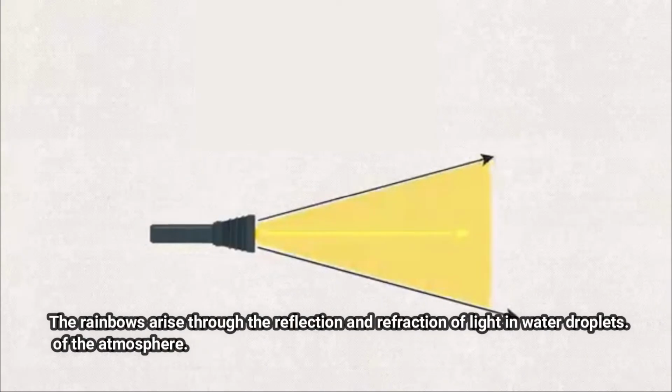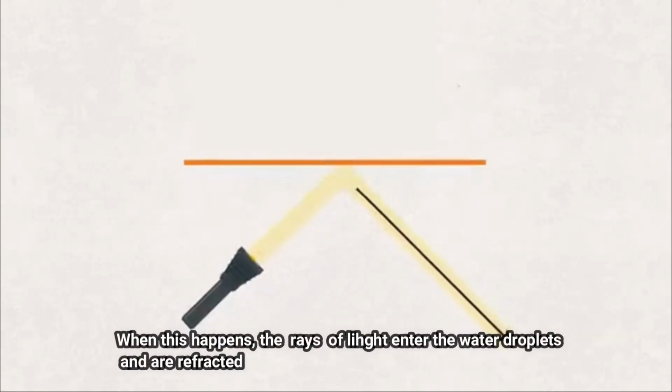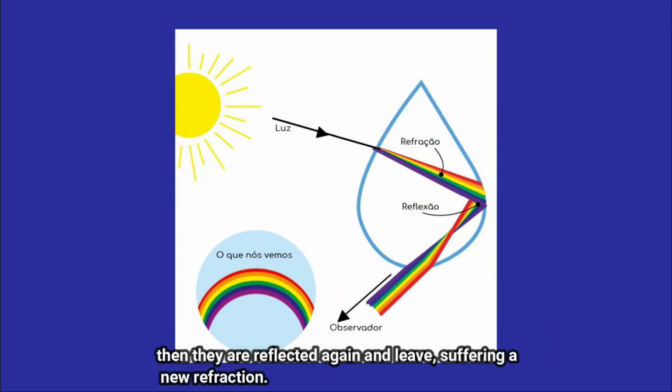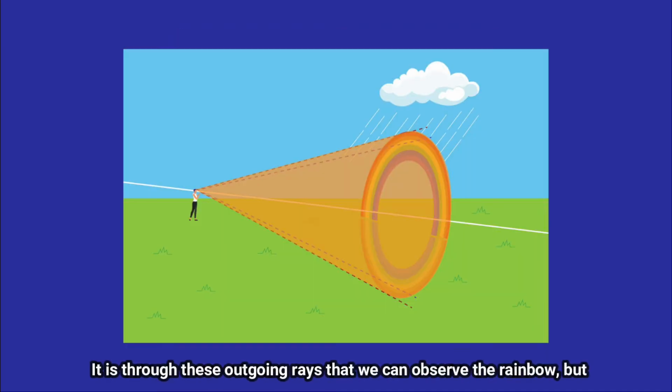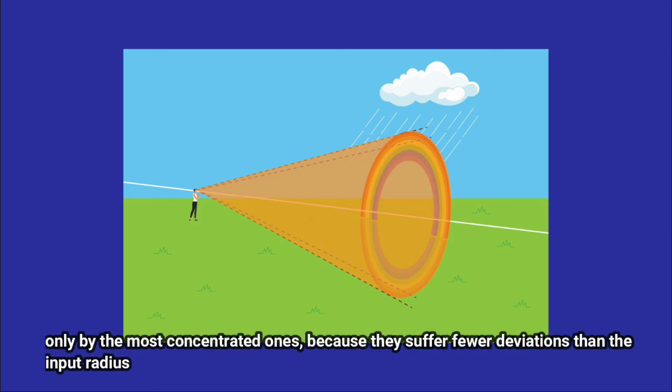Rainbows arise through the reflection and refraction of light in the water drops of the atmosphere. When this happens, the rays of light enter the water droplets and are refracted. Then they are reflected again and leave, suffering a new refraction. It is through these output rays that we can observe the rainbow, but only the most concentrated ones, because they suffer fewer deviations than the input rays.